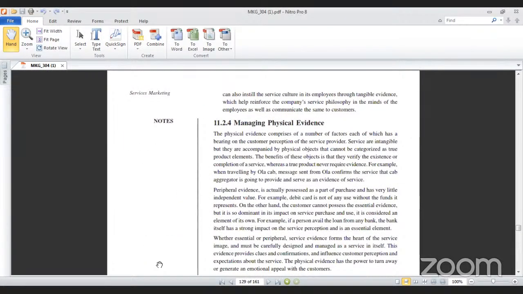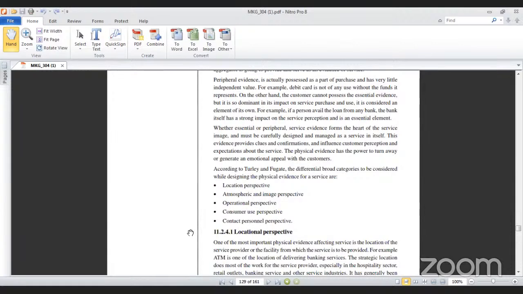Managing physical evidence. The physical evidence comprises a number of factors, each of which has a bearing on the customer perceptions of the service provider. Services are intangible, but they are accompanied by physical objects that cannot be categorized as true product claims.